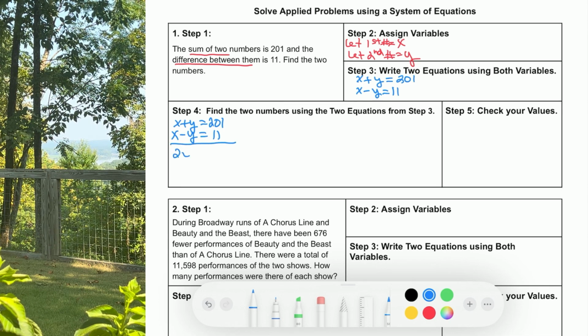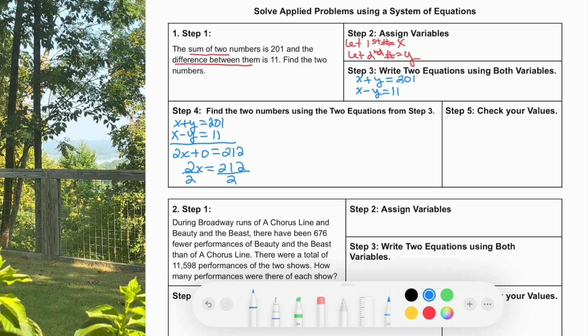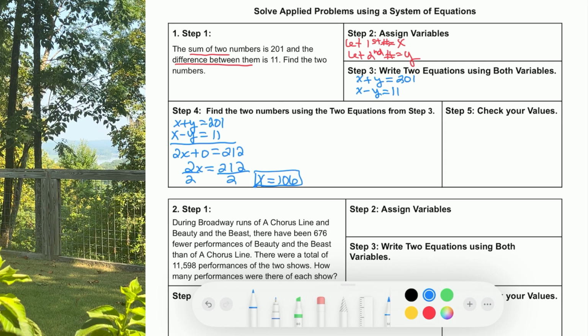So x plus x is 2x plus 0 because my y's cancel out, and then I get 212. Rewrite this. Divide both sides by 2. I end up with x equals 106. All right, so I've found my first number, but I need to find my second number.